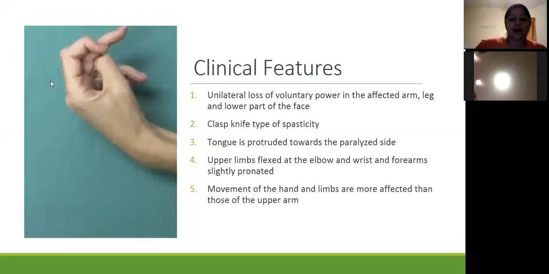So you find that the hands and the forearms are much more affected, and they're much more spastic than the upper arm, because the upper arm tends to have a little bit more musculature and a little bit more fat to support that. So there's not so much spasticity or stiffening as in the lower parts of the arm, okay?